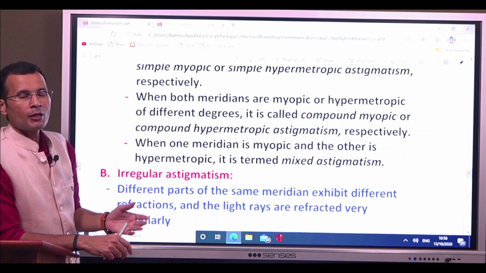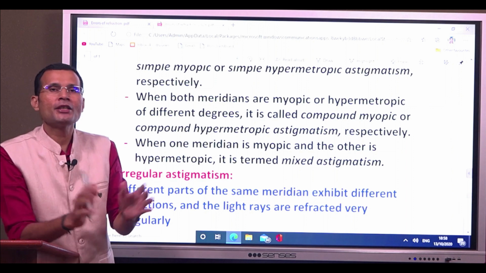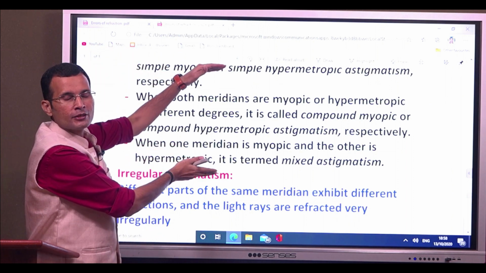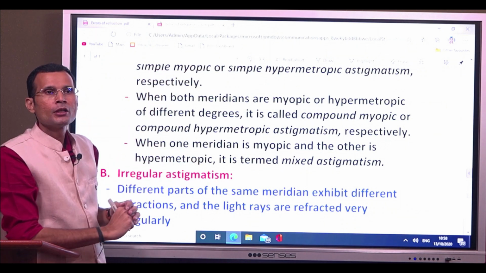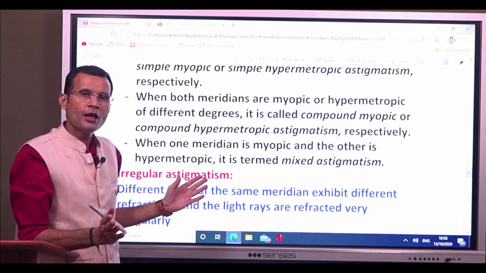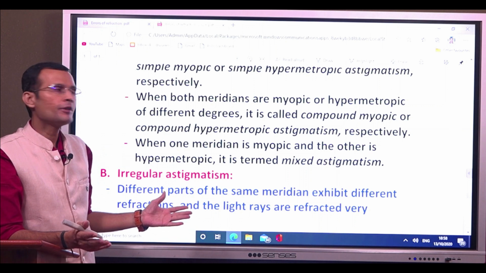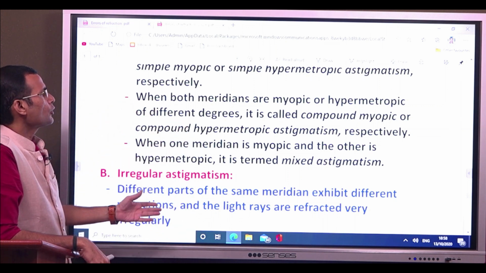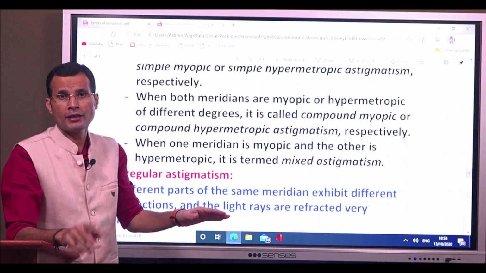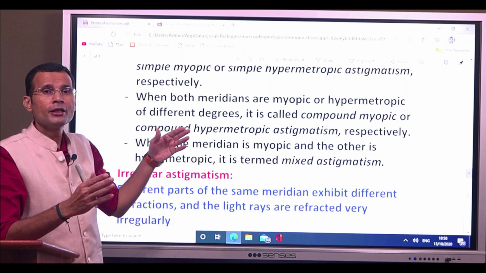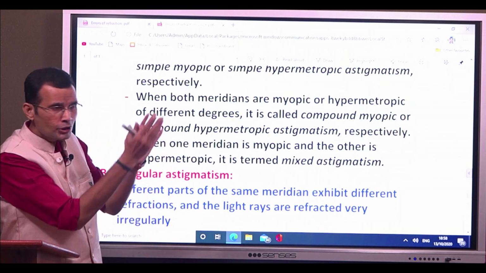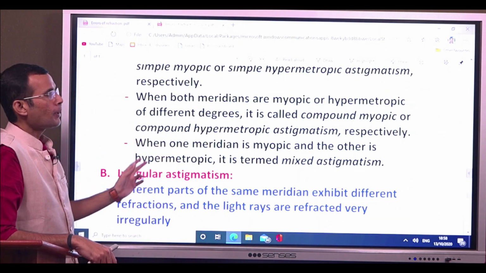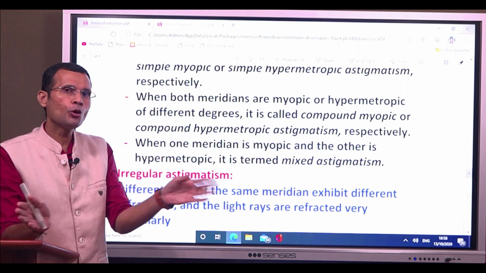When both meridians are myopic or hypermetropic, I mean, imagine that there were two meridians and we had shown two parallel rays falling on them. Suppose both of them are irregular surfaces. So when both meridians are myopic or hypermetropic but of different degrees, again, they are going to have different degrees of refraction, both the meridians, then it's called as compound myopic or compound hypermetropic, means both.